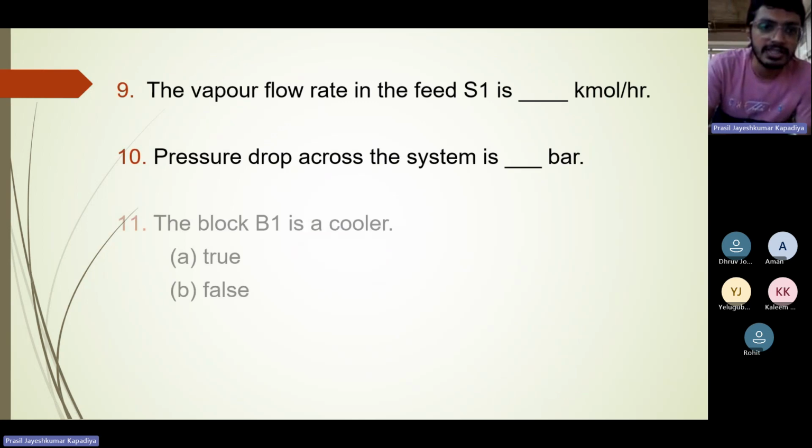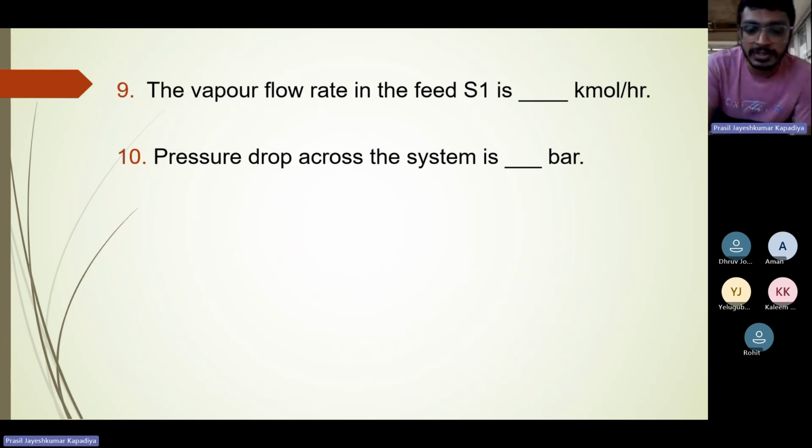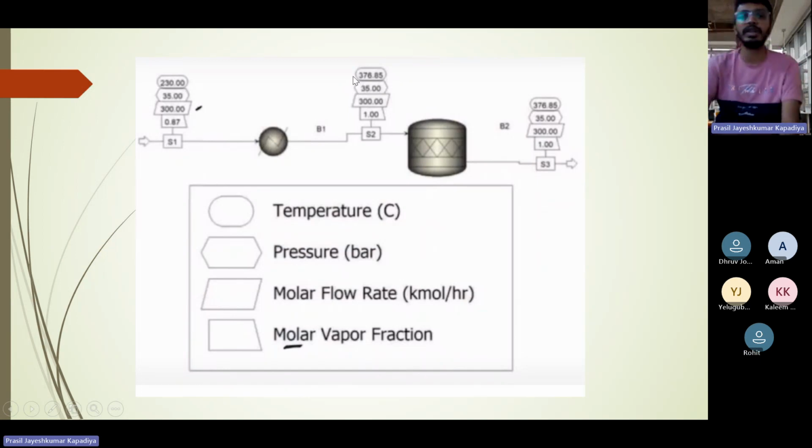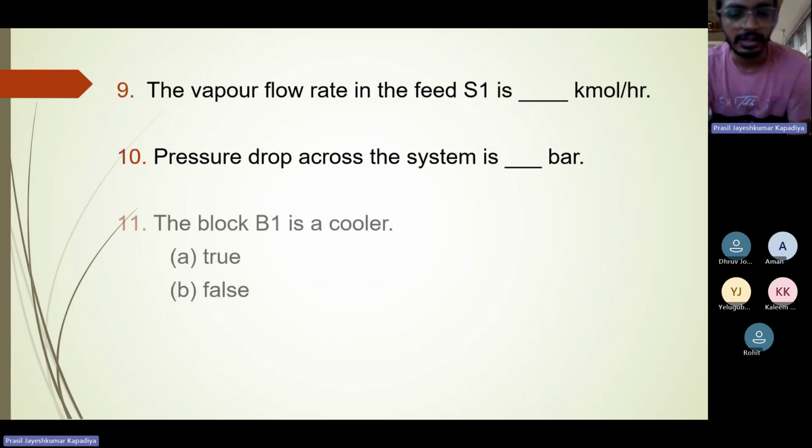The last question is: block B1 is a cooler. Is this true or false? False. How? The temperature is increasing from 230 to some 376 value. So we can say that it is not a cooler, it is a heater.